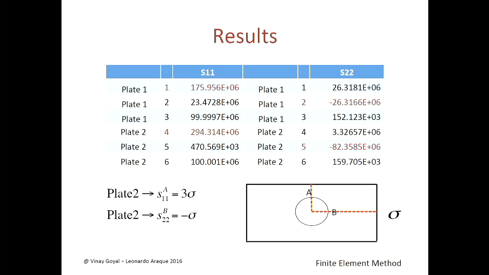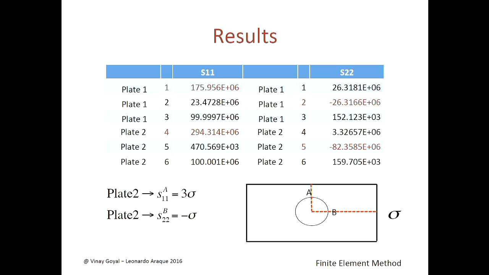Something else. How is the stress at point B for both plates? S22 should be minus the remote stress. Okay? For the first plate, we have minus 26, which is totally off, right? But for the second plate, we have that the node 5, which is at this location, we have minus 82. It's quite close. It's not exactly 100, but it's close.